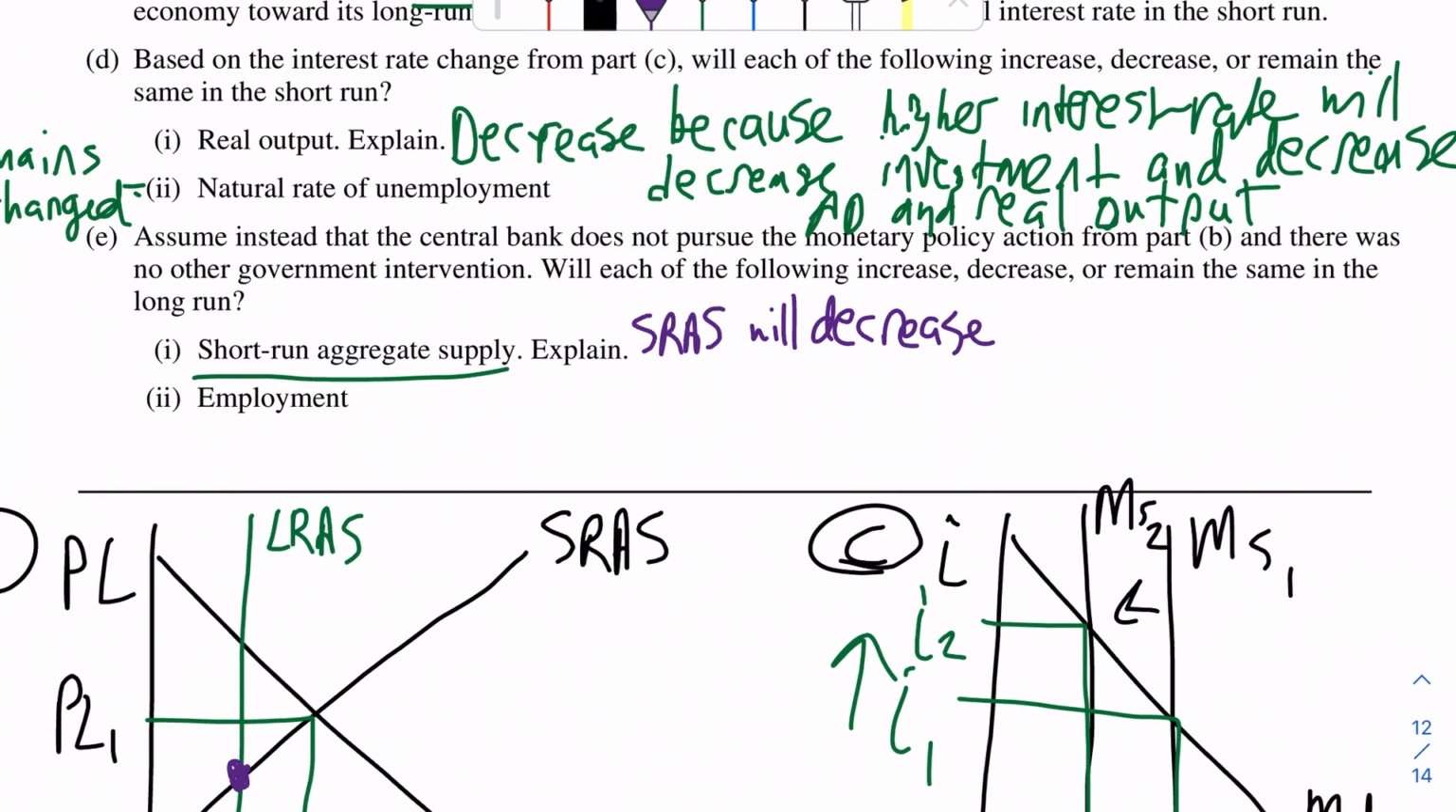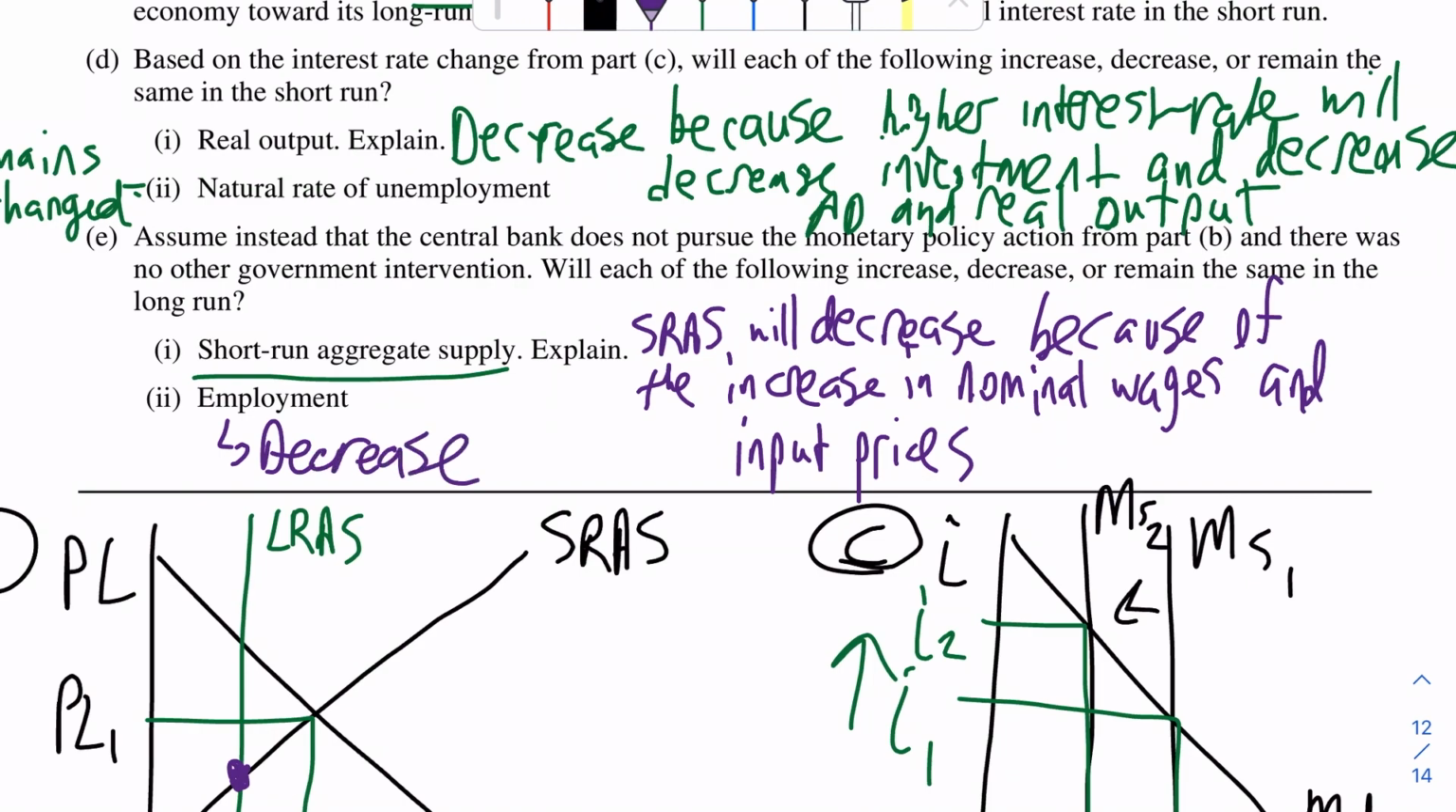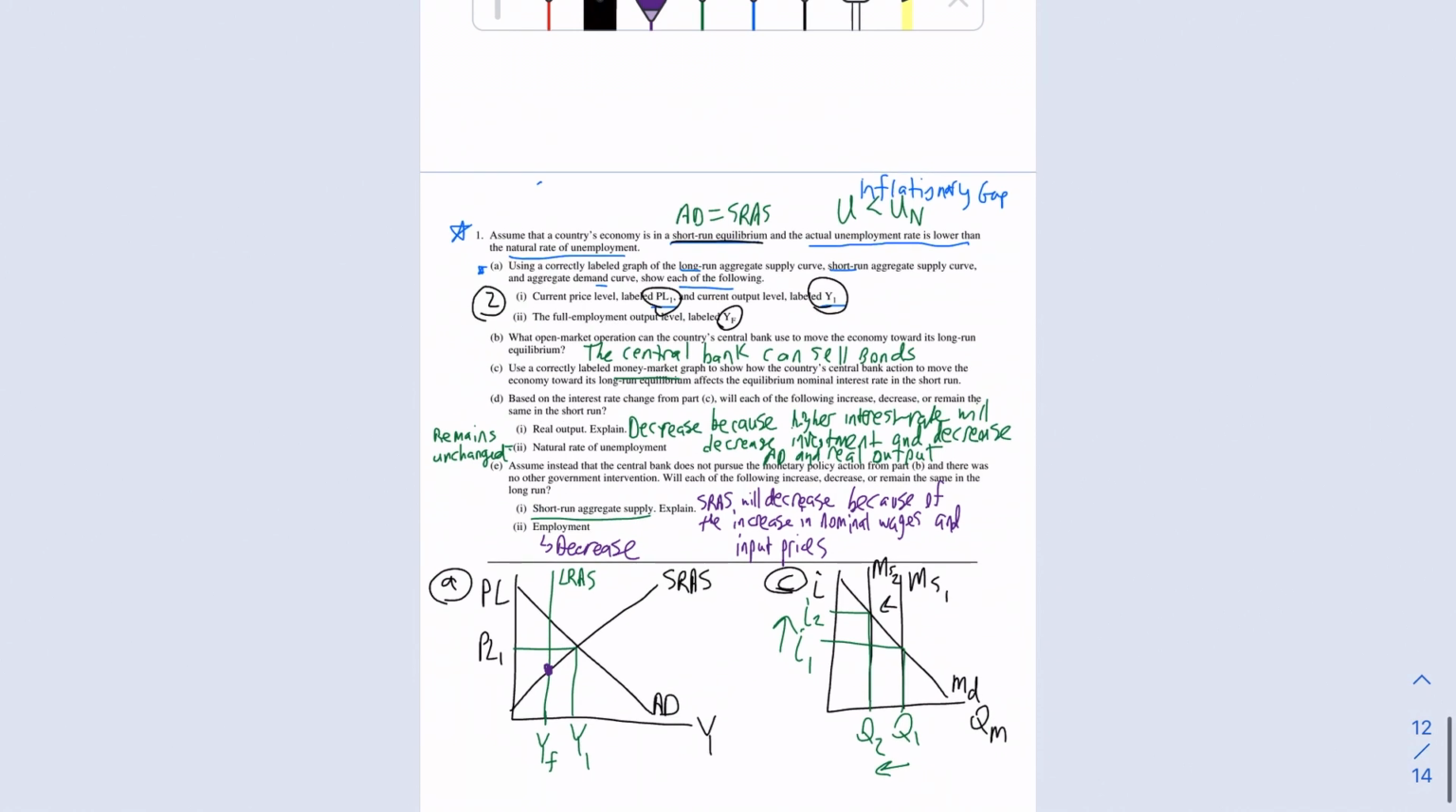because of the increase in nominal wages, right? Your wages are higher, and input prices. The last one is employment. If those are higher and the short run aggregate supply curve is going down, this means you're hiring fewer people. Employment will decrease. So that is all of question one.